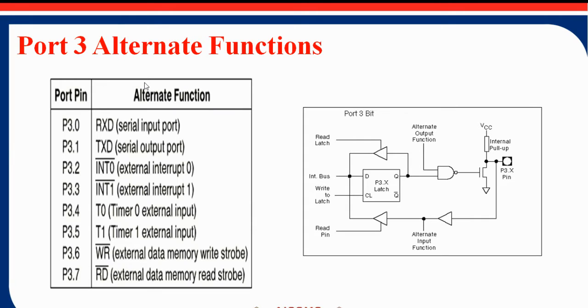Port 3 has alternate functions. There are different alternate functions available. So these are actually external world signals. By using port 3, the controller can communicate with the external world. So RxD is the serial input, TxD the serial output, then external interrupt 0, external interrupt 1, timer 0 and timer 1, read and write strobes.